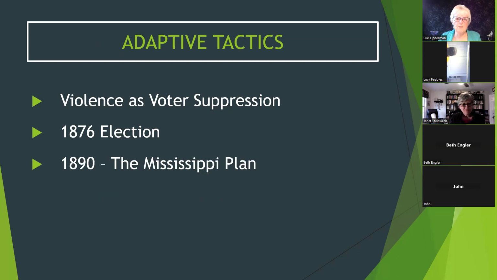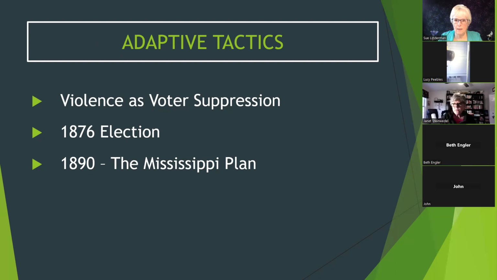And so the adaptive tactics were epitomized by the state of Mississippi beginning in 1890 when they held a constitutional convention that was built on a roadmap that had been given them by the Supreme Court, because the Supreme Court had issued a decision that said, this is unconstitutional, this is not. And so Mississippi took hold of the things that the Supreme Court said were allowable.